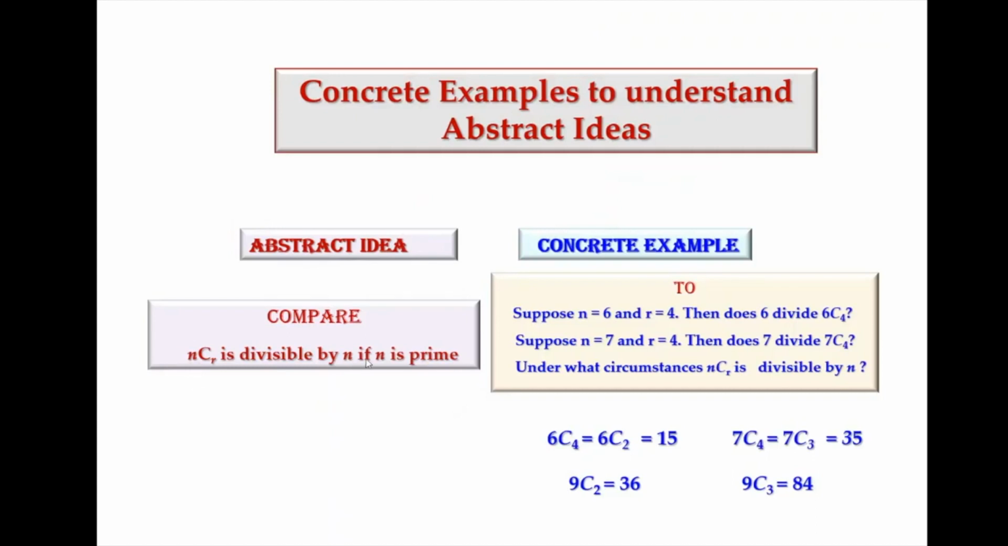nCr is divisible by n if n is a prime number. So to understand this concept, you have got rigorous proof for this, but to understand the concept given here, we can give values. Say suppose n is 6 and r is 4, then does 6 divide 6C4? Now if you compute 6C4, which is same as 6C2, it is 15, obviously 6 does not divide that.